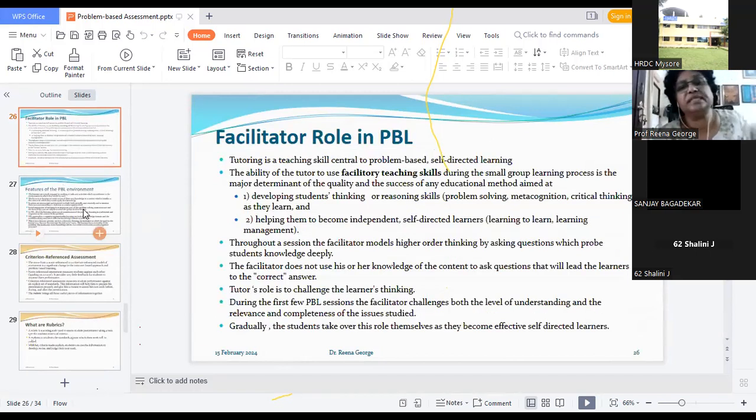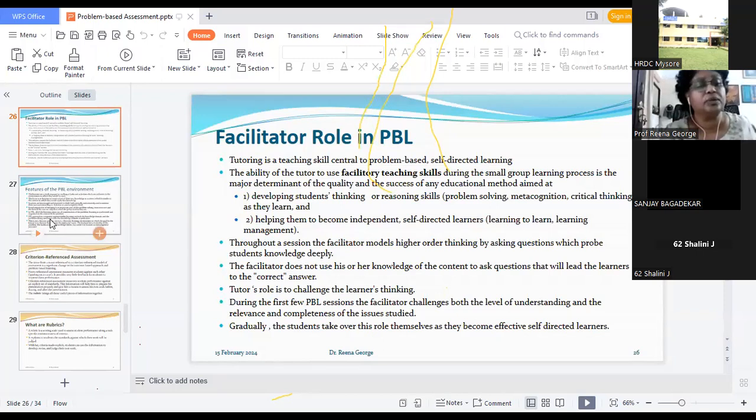And what is the facilitator's role? Now, the teacher is the facilitator. Tutoring is the teaching skill central to problem-based learning. The basic method that we use is tutoring. So, the teacher needs to develop facilitatory teaching skills that are different from whatever teaching skills we have in the traditional classroom. So, time is running out.